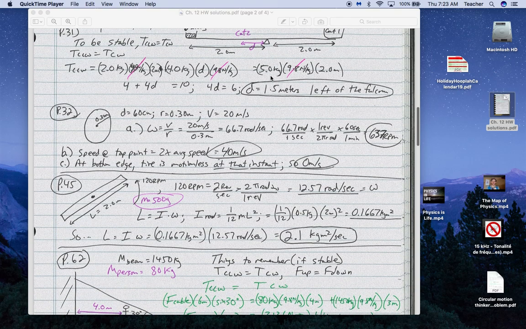For P32, you have an object here. You're given the diameter, so we have to get the radius. You're given a speed. You're asked to convert that to angular speed. Well, when I do that, I get 66.7 radians per second. It asks for revolutions per minute, or RPM. So I did the conversion there. 1 revolution is the same as 2 pi radians. 60 seconds is the same as 1 minute.